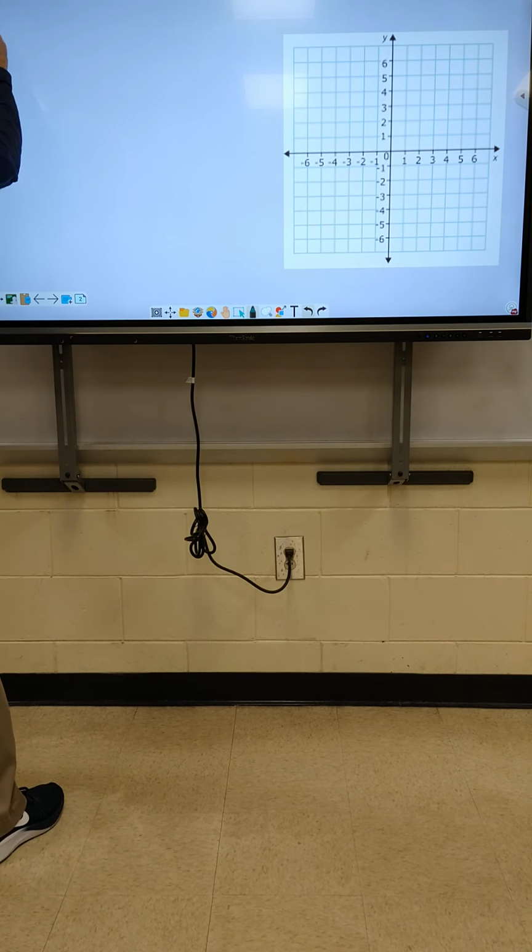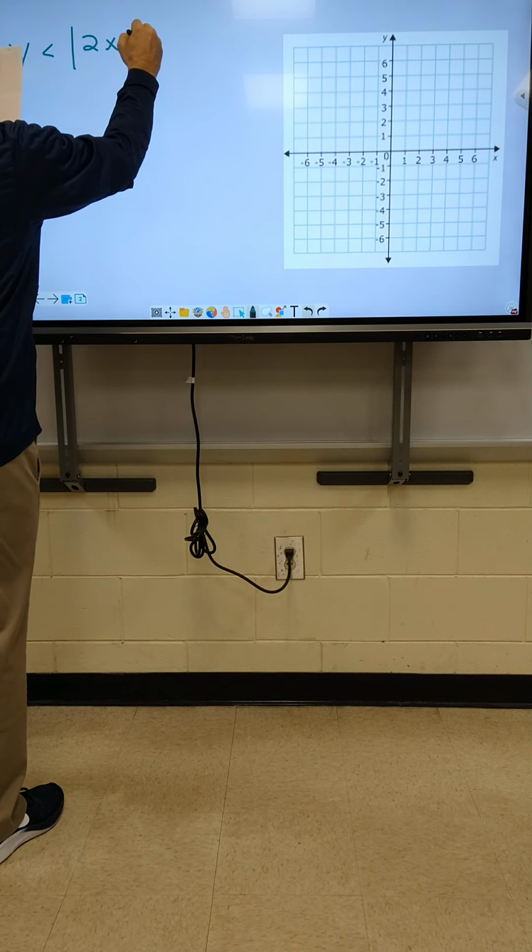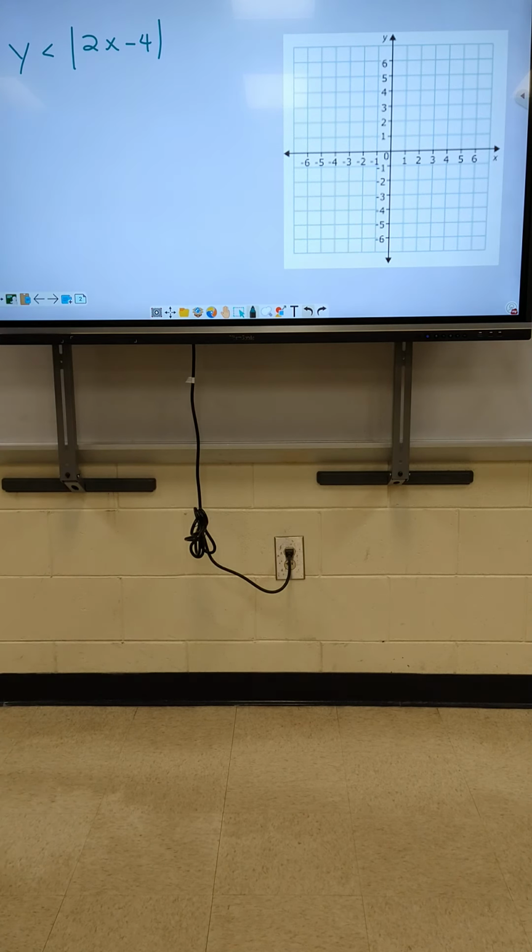All right, let's do number one. y less than 2x minus 4. All right, so the test is going to be planned for like Thursday or Friday. You'll have some of these on the test, probably like one of each type on here.